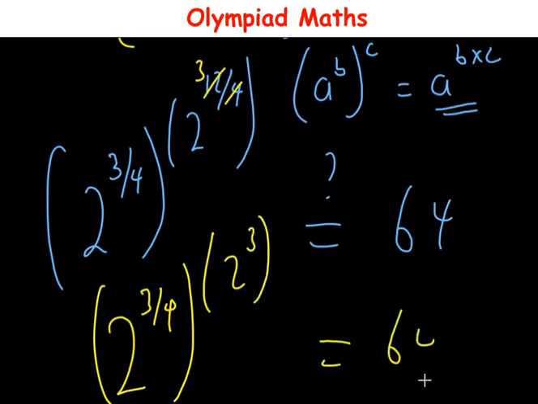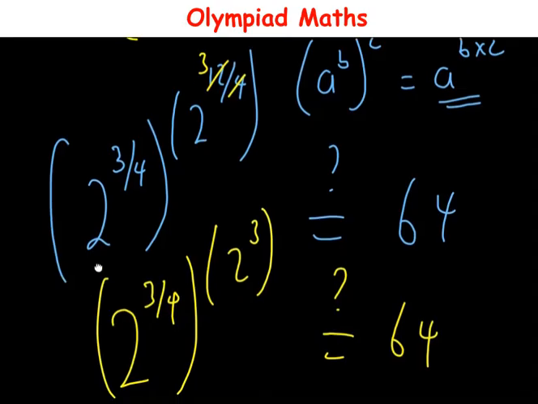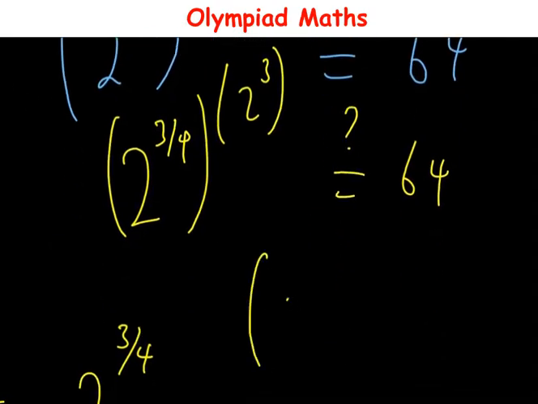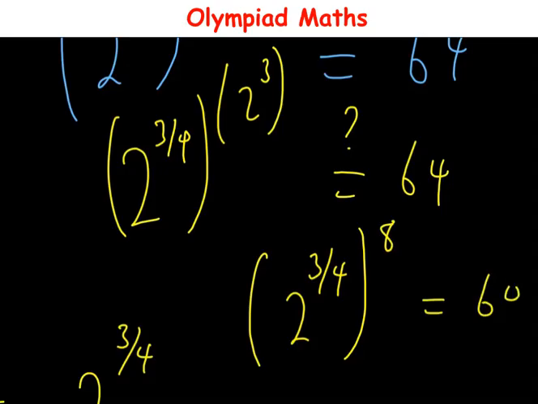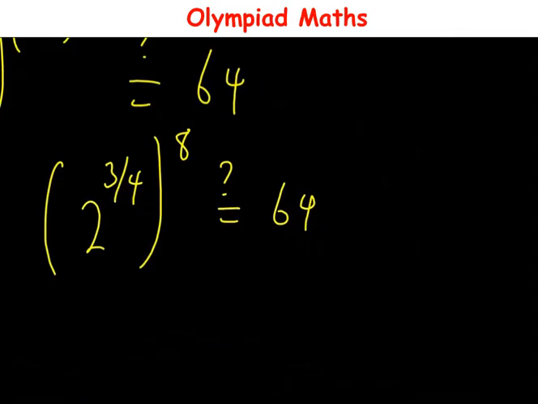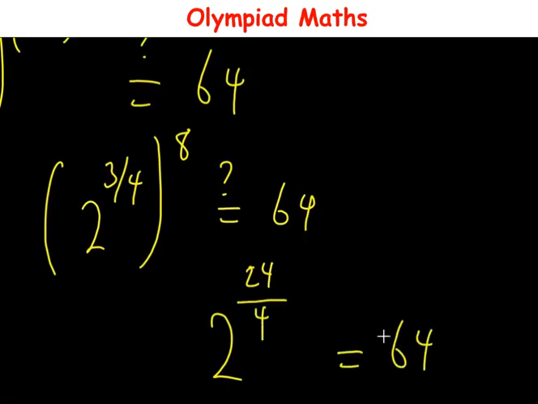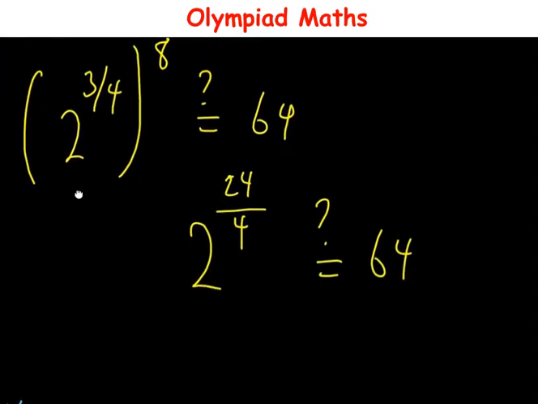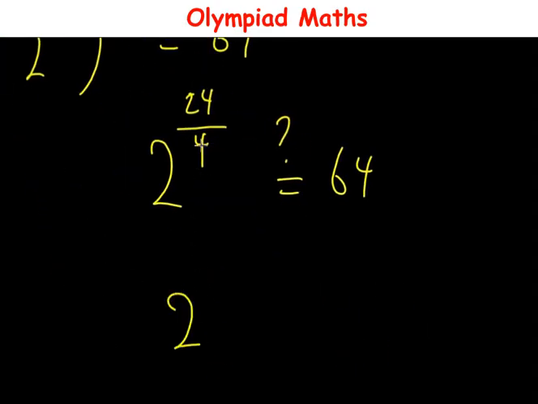Equals 64? So from here, we have in brackets 2 raised to power 3 over 4, all raised to power 2 raised to power 3, which is 8. Equals 64? So from here, power 3 over 4 multiplied by 8, we have 2 raised to power 3 times 8, which is 24, over 4. Equals 64? With this, all we have is 2 raised to power 6, equals 64.